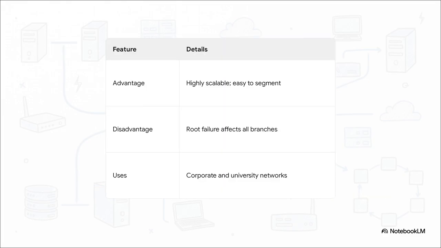The best part about the tree topology is that it's wonderfully scalable. Need to add a new department or a computer lab? You literally just add another branch. It segments traffic beautifully. But it does carry a heavy risk. If that very top root switch dies, all the branches below it are instantly isolated from one another. Still, this is absolutely the go-to architecture for corporate headquarters and massive university campuses.